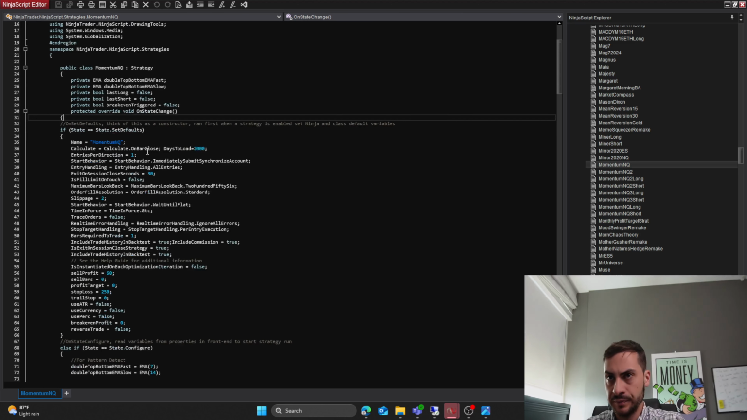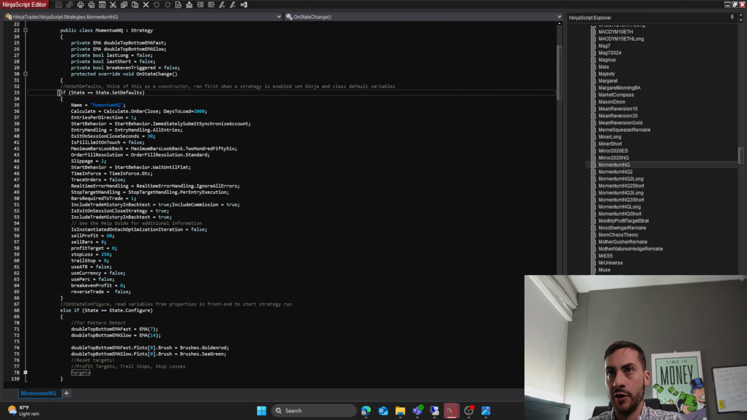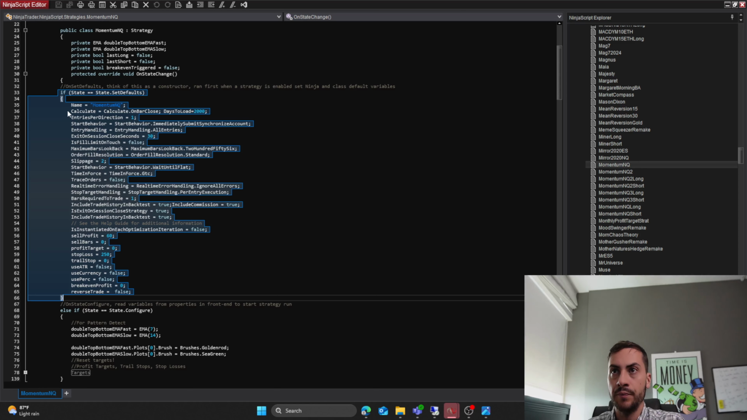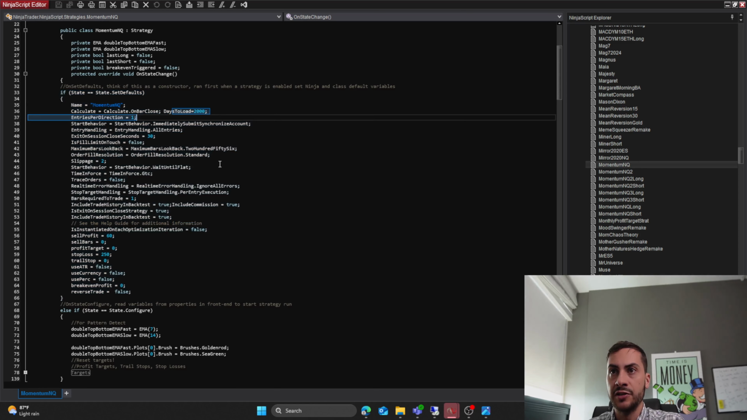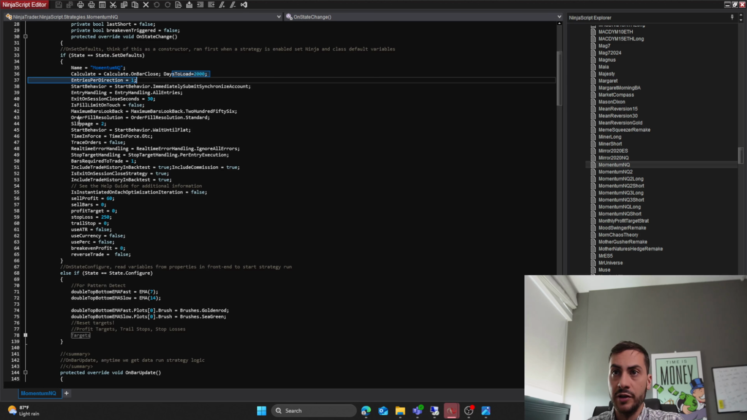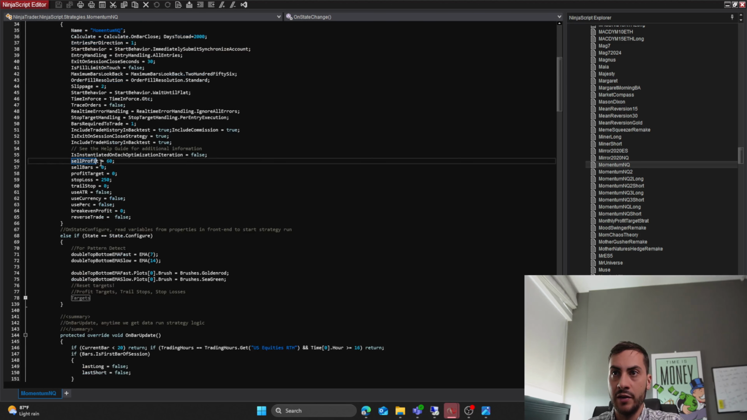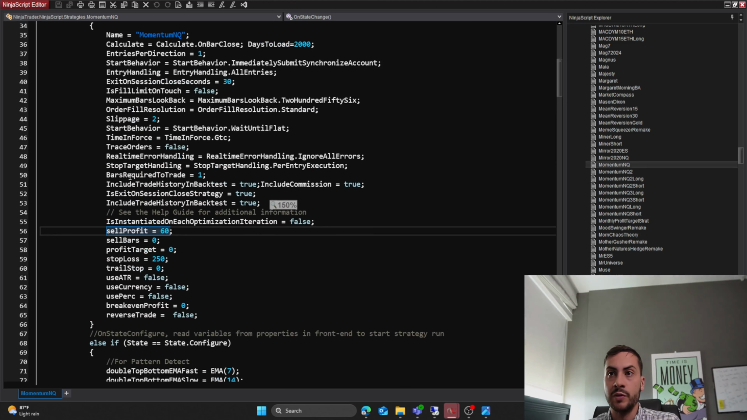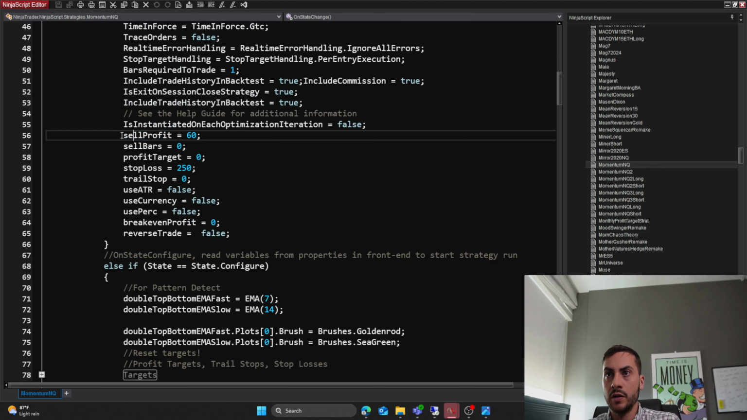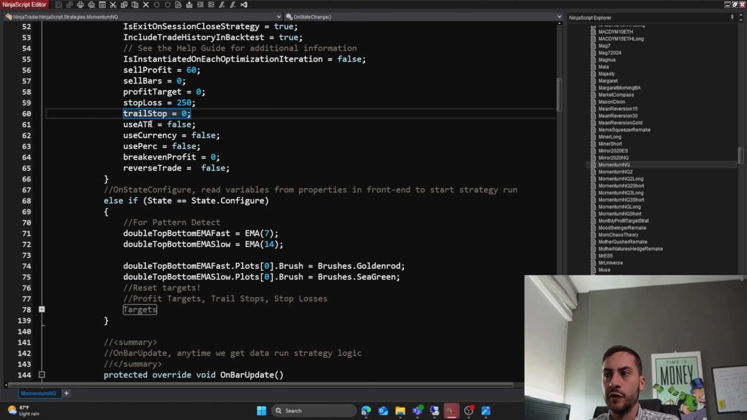Not necessarily. So then we have our defaults, like the name of the strategy, how many days to load, slippage, and then the important stuff we have are, let me zoom in, sorry, my apologies, our sell profit variable, which is set to 60. So that's our selling after 60 bars in profit. Our stop loss of 250 ticks. We can see that we don't use a profit target or trail stop. Those are all set to 0, a bunch of false variables.